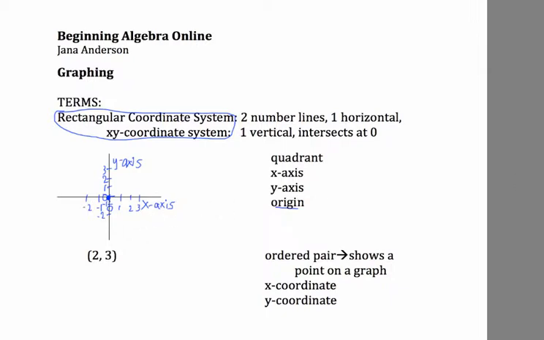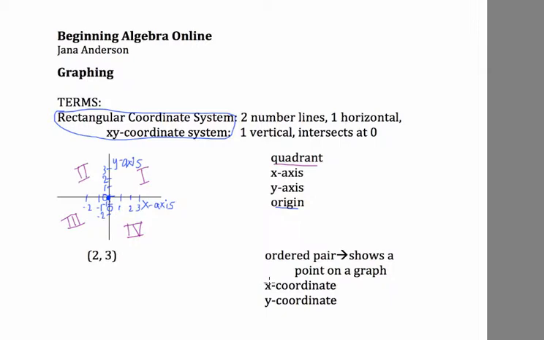The quadrants. The graph is split into 4 equal parts called the quadrants. We start over here with quadrant 1, quadrant 2, quadrant 3, and quadrant 4. Roman numerals are used to show which quadrant is which.